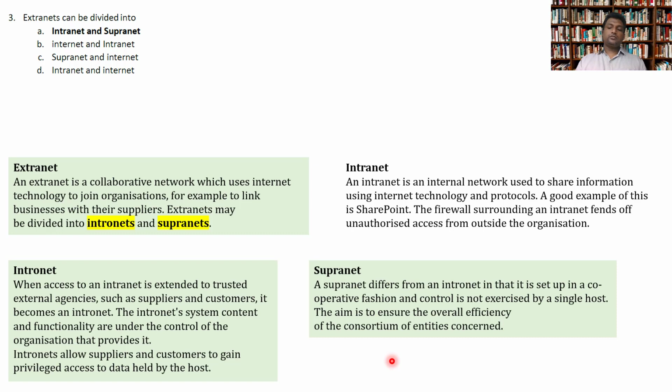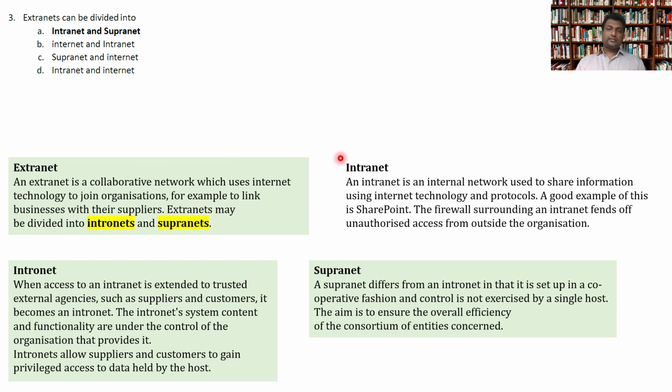Now this is a question about the networking arrangement in an organization. So the question is asking about how extranets are divided and you have to select the answer. So before looking at the answer, I would like to take you through what this is all about. I've taken all this from the textbook. So you have extranet, and you have intranets and supranets. I have colored them in the same color because they belong to the same category. And I also have taken something called intranet.